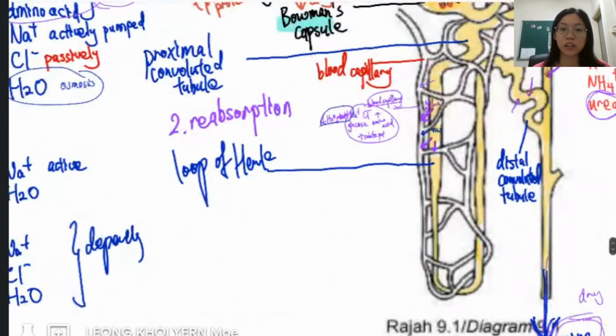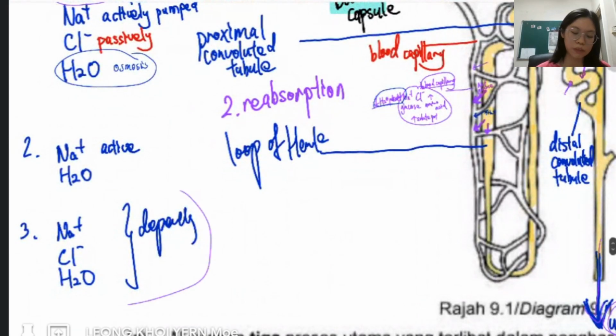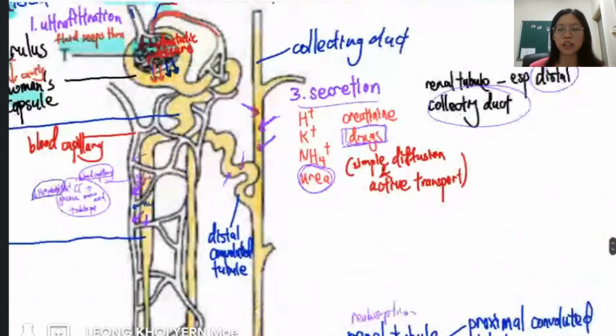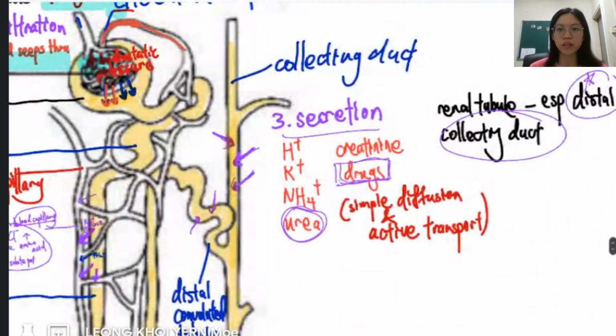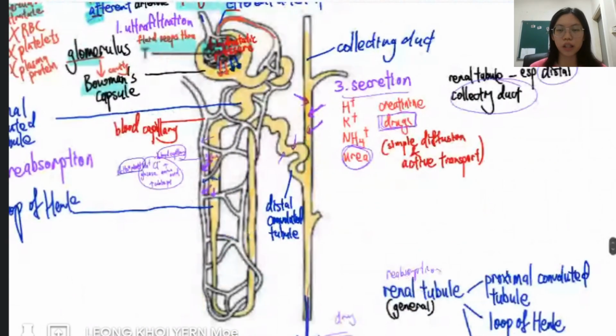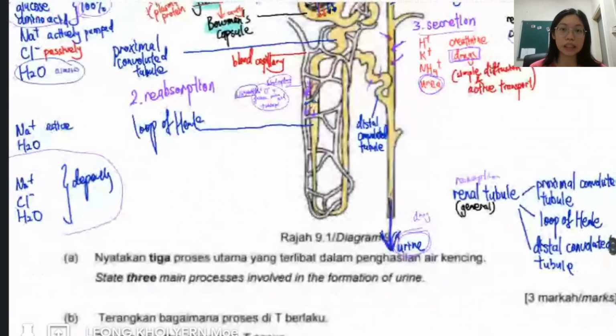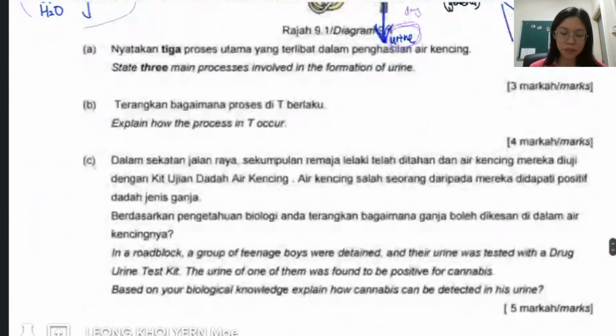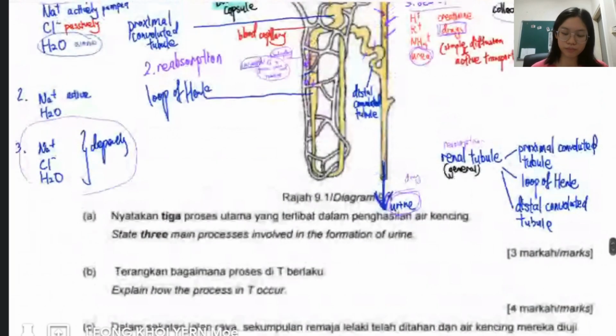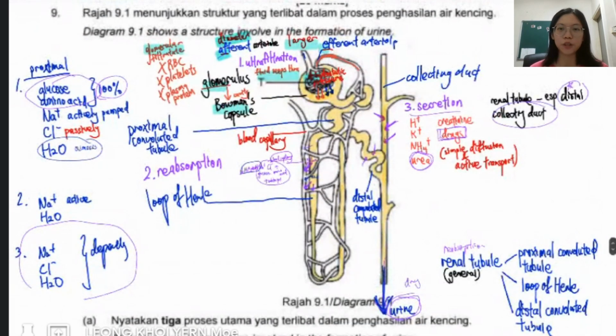Then the distal convoluted tubule reabsorption also depends on the situation; sometimes there may be more reabsorption. Then last but not least, you want to get rid of your waste material, which is where secretion occurs. All these waste substances will be secreted out in the form of urine. So that basically sums it all up. The three main processes are ultrafiltration, the one I wrote in purple, reabsorption, and secretion.